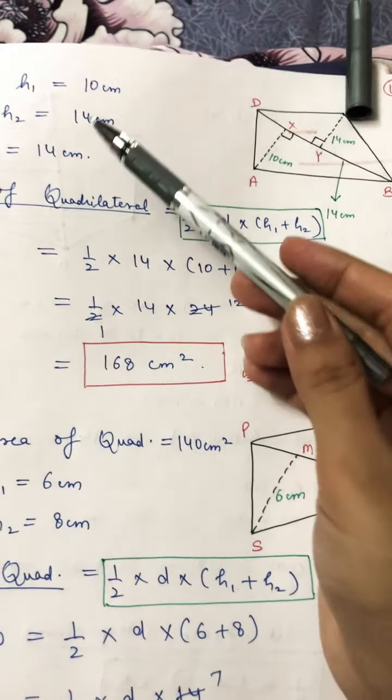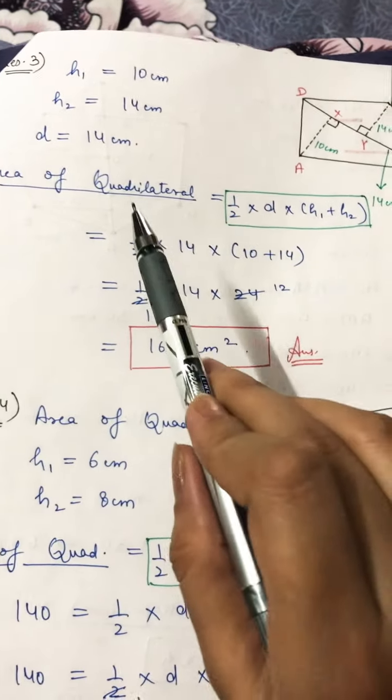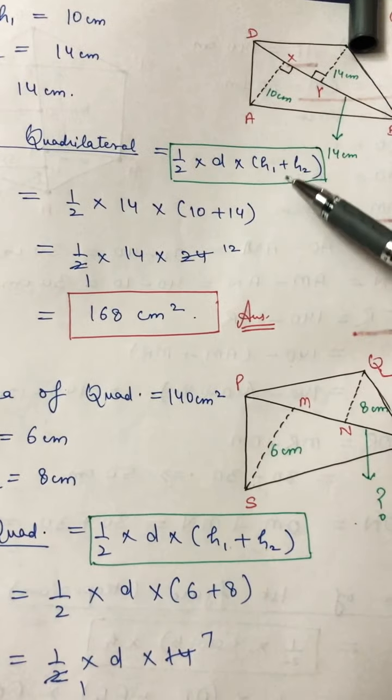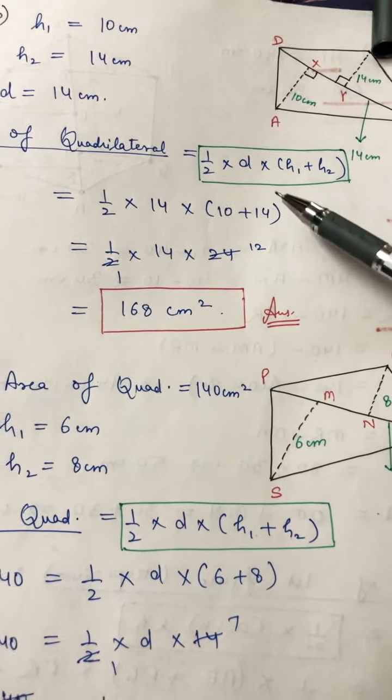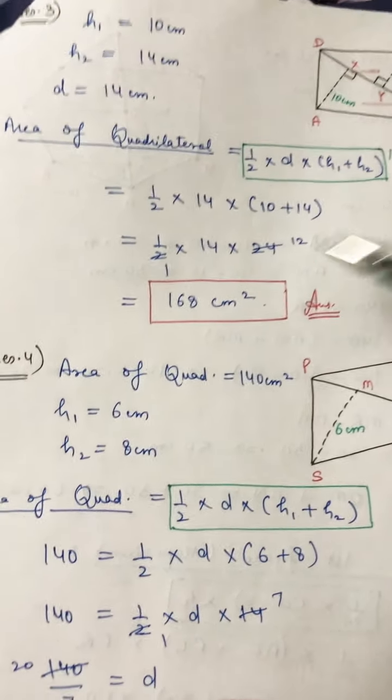The diagonal is given, H1 and H2 are given, and you have to find out the area of the quadrilateral. Just write down the correct formula, put the values in the formula one by one and take out the answer. Now similarly, question 4 is there.